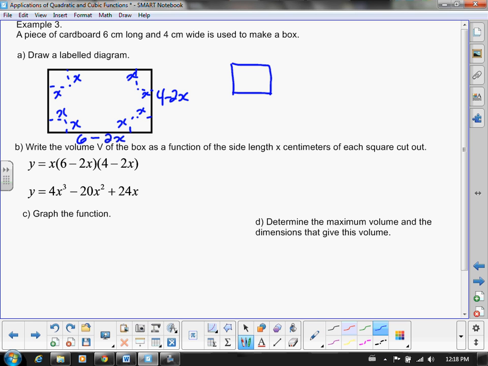If I show this as a 3D shape, which is what we're doing to make the box, we know that the height will be x. We'll have 6 minus 2x, and then 4 minus 2x. Those are our dimensions.